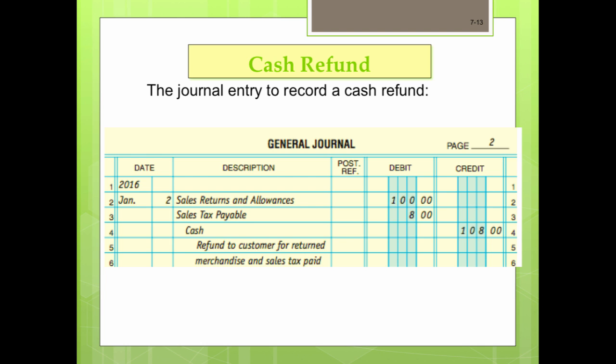Okay, so the journal entry to record a cash refund for a return on January 2nd for $100 in merchandise sold for cash plus a sales tax of $8 is presented in this slide. We debit the sales returns and allowances for $100. We also debit the sales tax payable for $8. That's because it's 8%, so $100 times 8% is $8. And then we credit our cash account for $108 total. The reason for this is a refund to the customer for returned merchandise and sales tax paid.